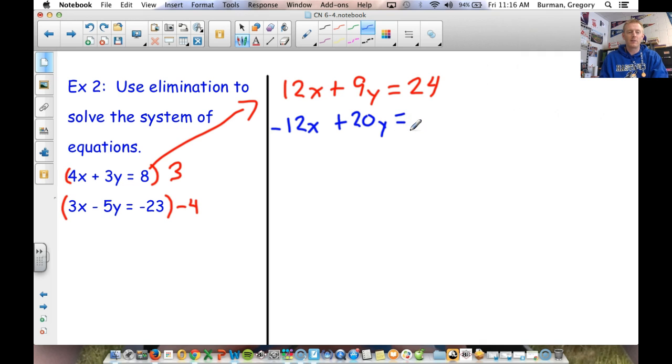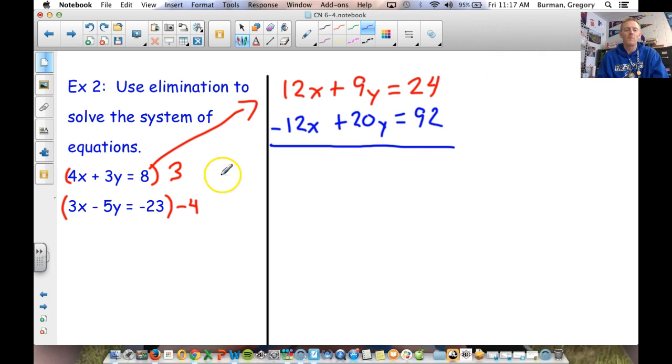On the bottom one, we're going to have a negative 12x plus 20y is equal to, now 23 times 4, that's going to be what, 92? It is going to be a positive 92. I'm just going to double check, because I have my trusty calculator, and I always like to double check because my brain sometimes makes mistakes, but this time it did not. Congratulations, me. Give myself one pat on the back and an M&M.